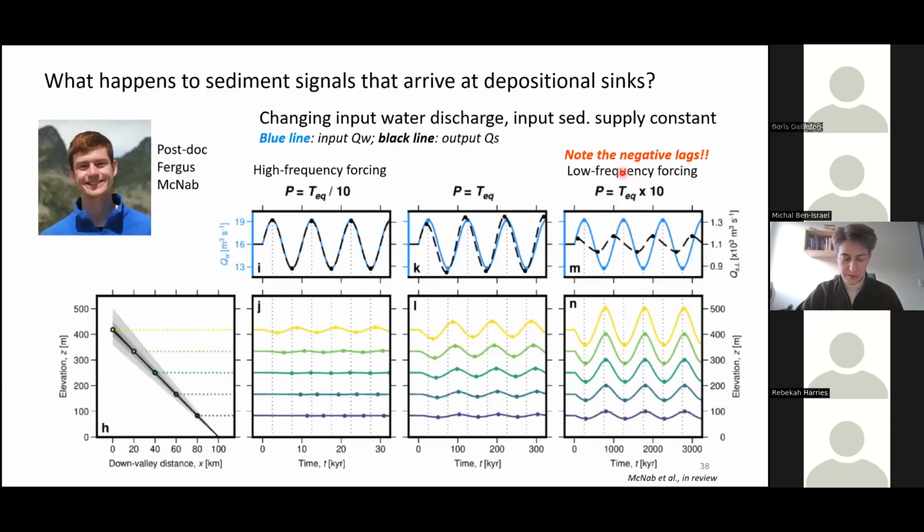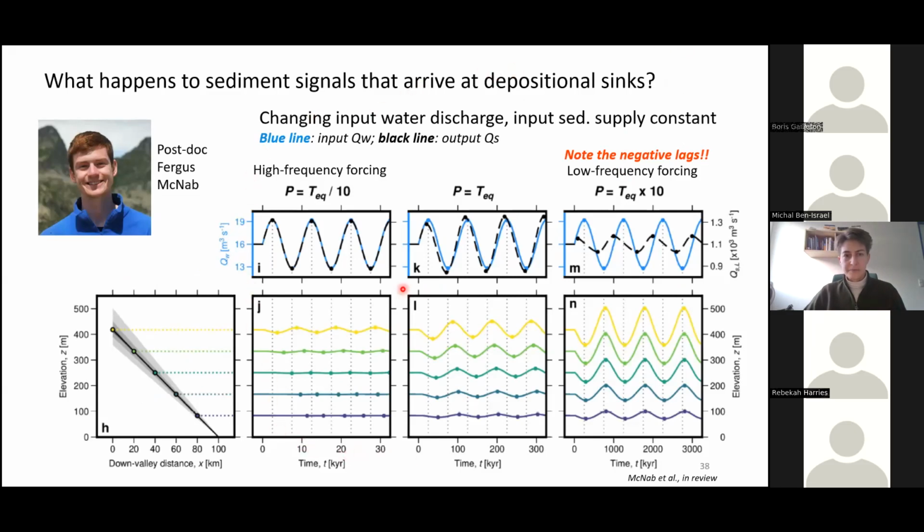So what can we do with that? The other thing I've tried to point out is that the way a channel responds is also dependent on not only the response time of the system, but the forcing frequency relative to that response time. Fergus has very nicely explored this idea. What I'm showing here are some figures he made.